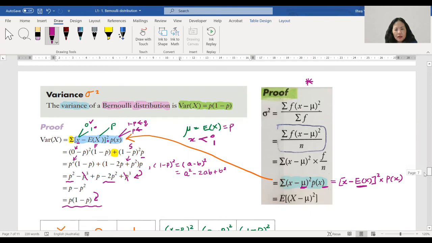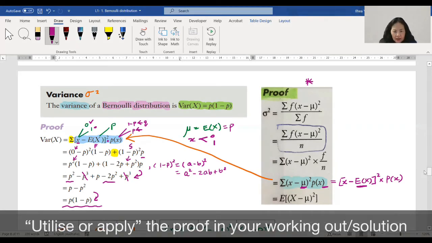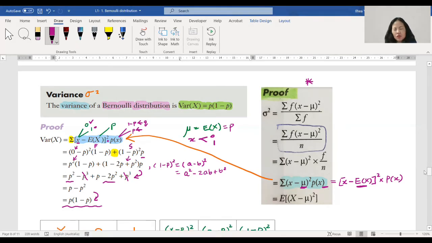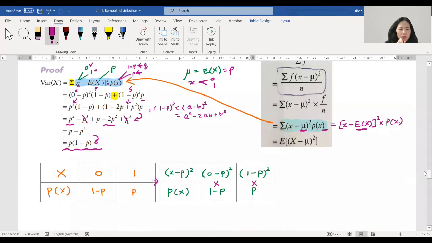Will we have to know this proof? I can't really say yes or no. I think most likely you probably have to utilize the proof in solutions. So you do need to understand the proof to be able to freely use it to help your solution. Okay, so it's just something you should know. Yeah, definitely you need to know this to help you further.